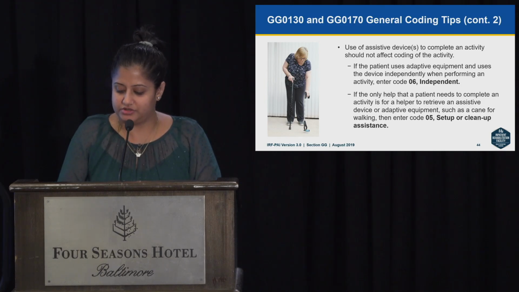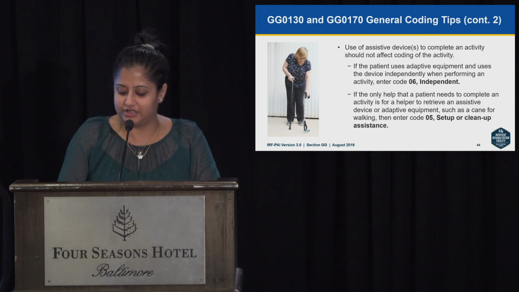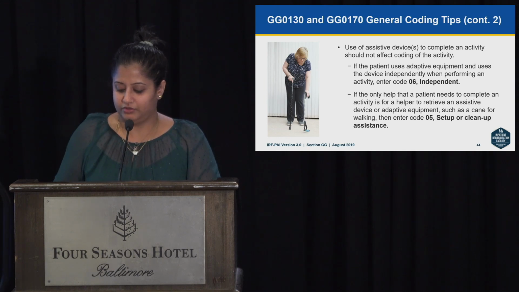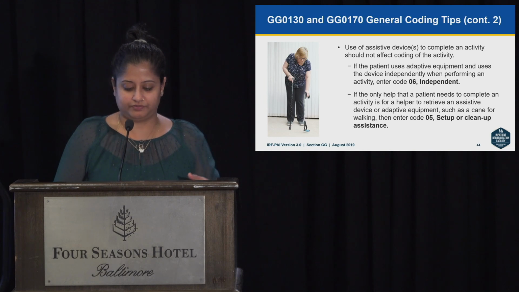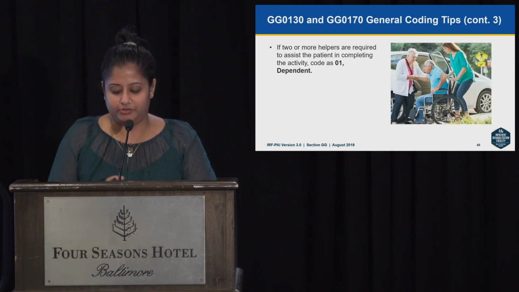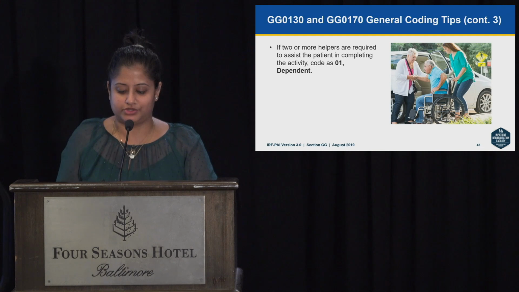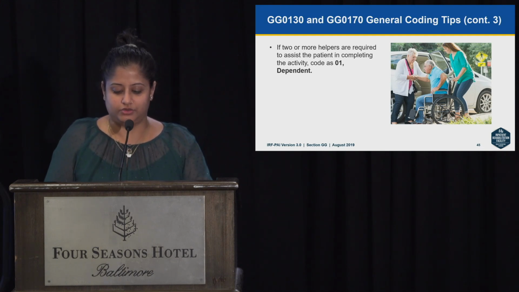So if a patient uses adaptive equipment and uses the device independently when performing an activity, you would enter code 06, independent. If the only help that a patient needs to complete an activity is for a helper to retrieve an assistive device or adaptive equipment, such as a cane for walking, then enter code 05, setup or cleanup assistance. And if 2 or more helpers are required to assist the patient in completing the activity, you can automatically skip to code 01, dependent. Anytime 2 or more helpers are required, you do go straight to 01, dependent.